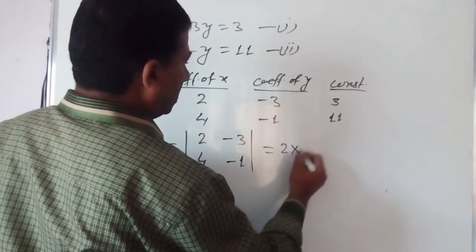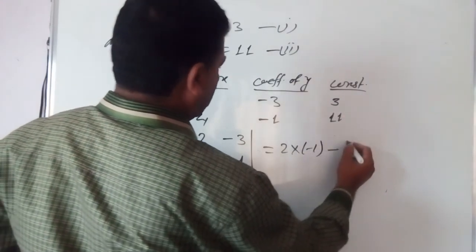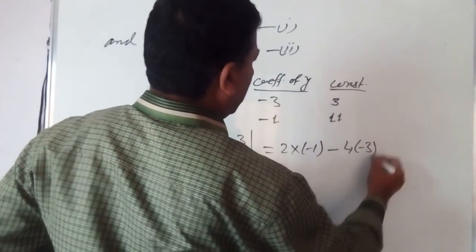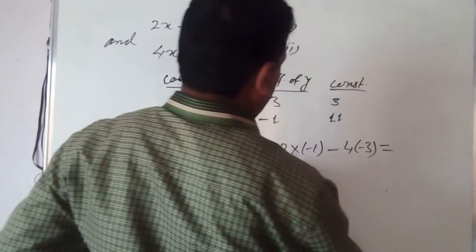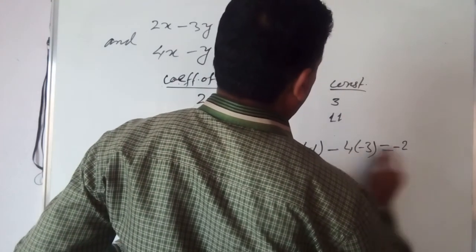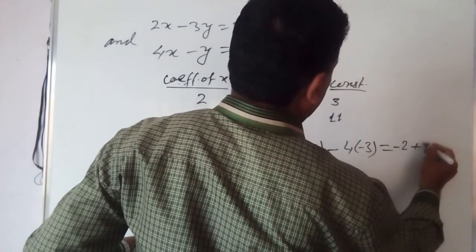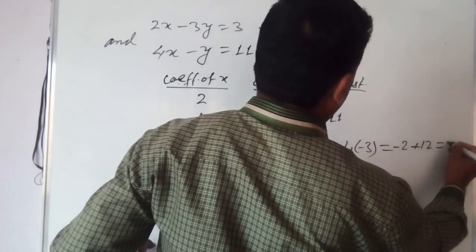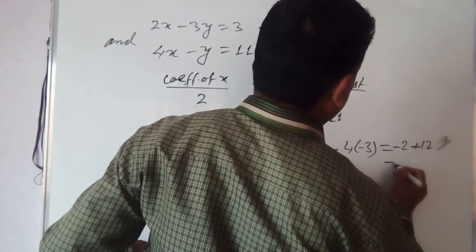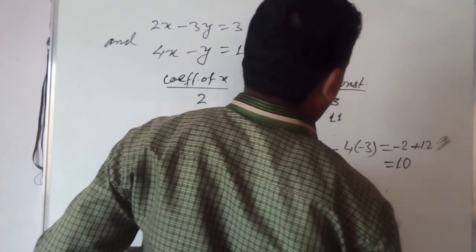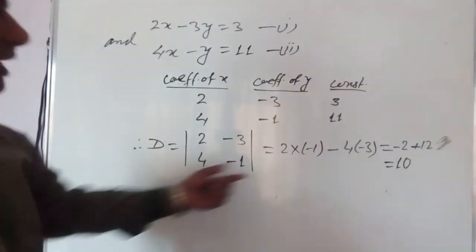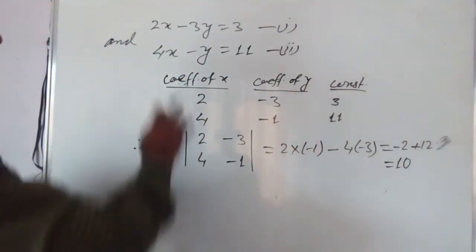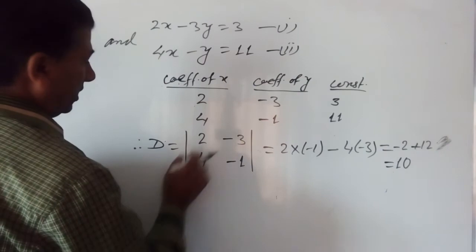Now find the value of D. 2 times minus 1 minus 4 times minus 3. Now this will be minus 2 plus 12, which equals 10. We found the value of D, that is 10. Now similarly, find the another one, dx.